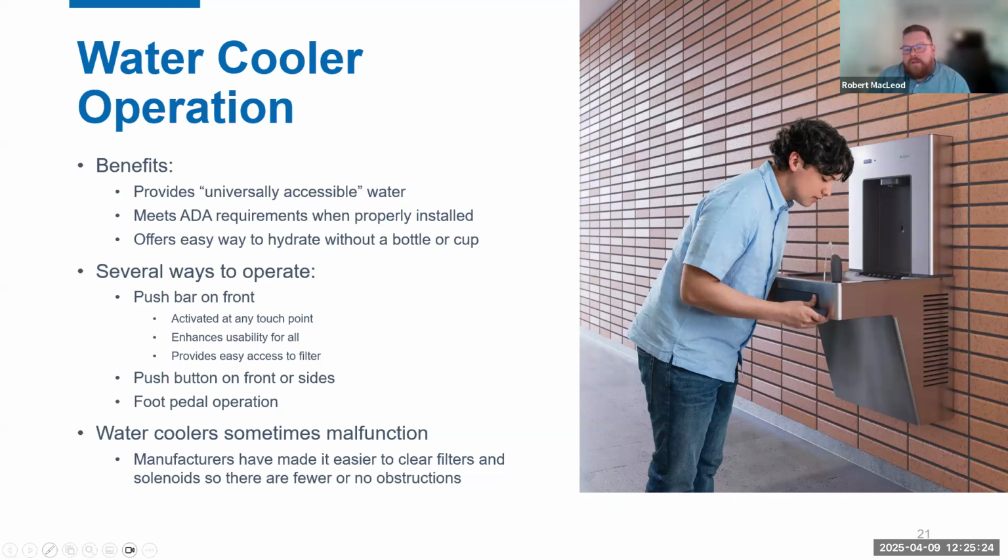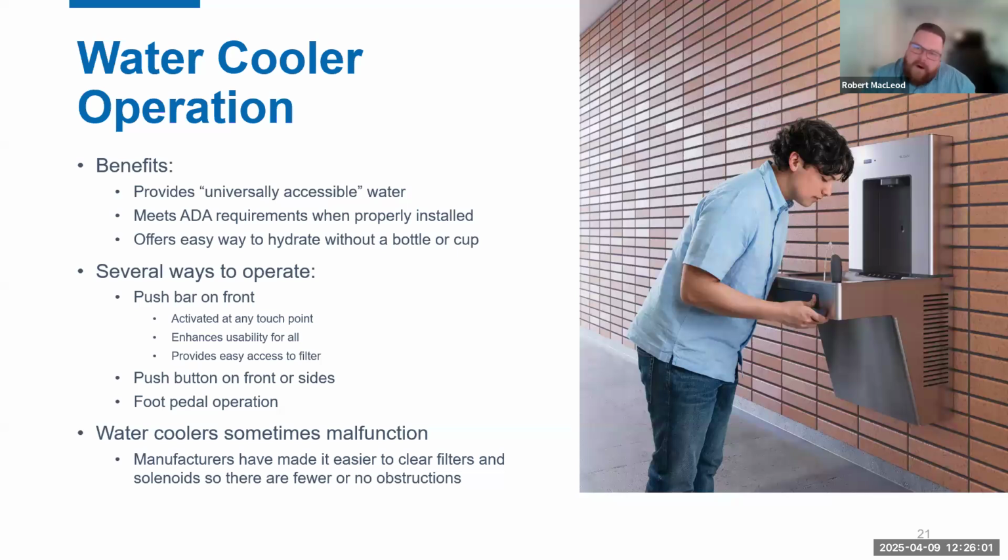Water coolers can be operated with one hand in several different ways. Some models have a push bar on the front with technology designed to be activated at any touch point along that bar. That really helps to enhance the usability for anybody. The push bar also provides access to the filter or cartridge replacement right from the front of the unit. Other models have push bars with the front and side panels, and some even have access to operations with a foot pedal. So there are lots of different activation styles available, but water coolers are not going anywhere. They're still something we use all the time.